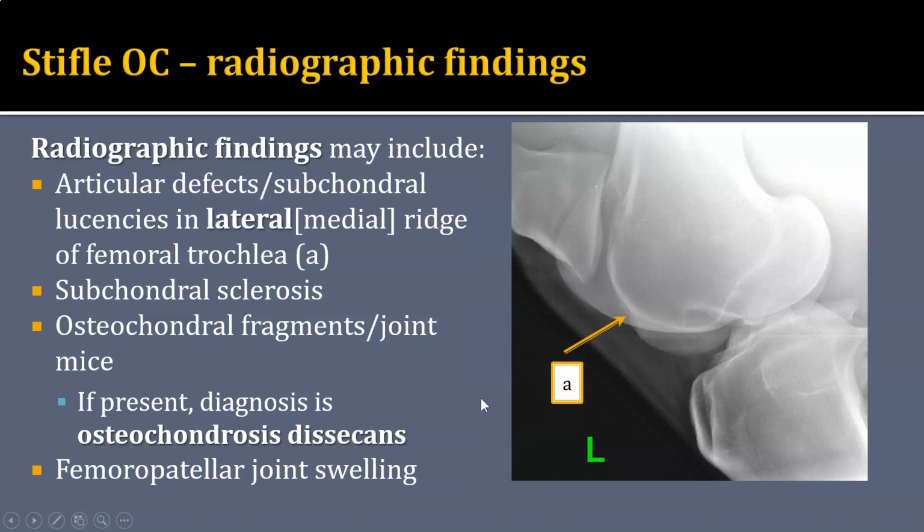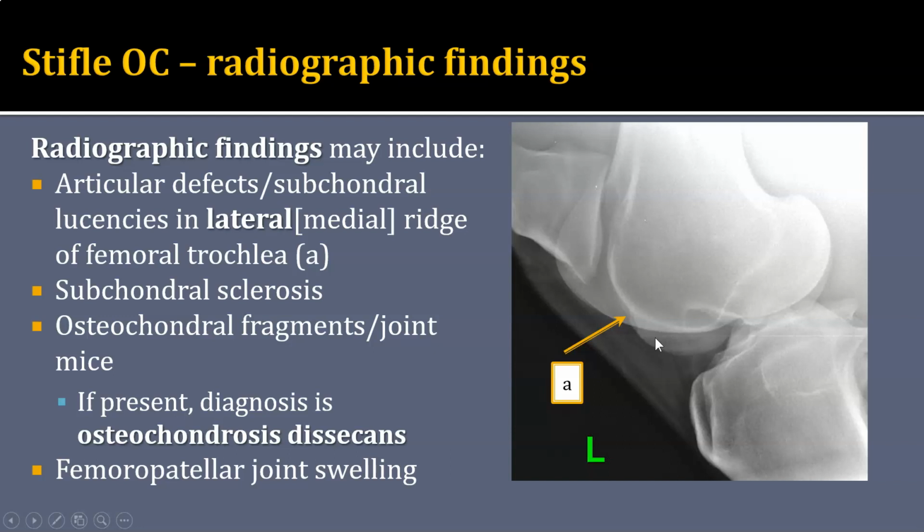So this slide lists very similar radiographic findings for the stifle osteochondrosis when it is affecting the trochlear ridges. In this patient, this is a lateral view. This is our medial trochlear ridge, and this is our lateral trochlear ridge. And again, as with other joints and other bones that are affected, we're looking for these articular defects. And so this is an articular subchondral defect in this proximal third of this lateral ridge of the trochlea. It can be challenging to identify in horses again, but sometimes you'll see subchondral sclerosis.